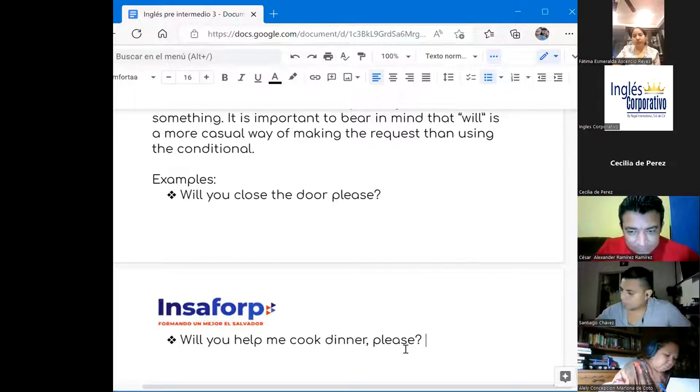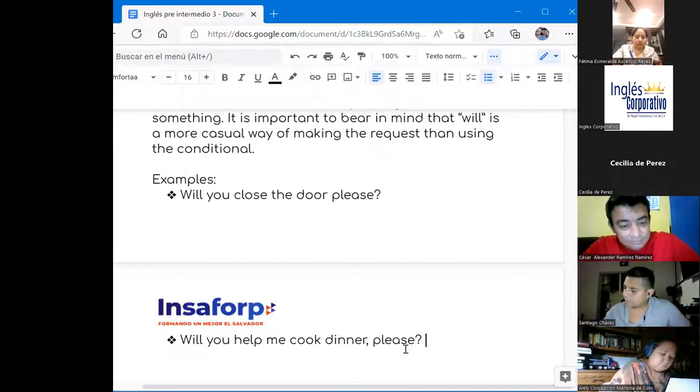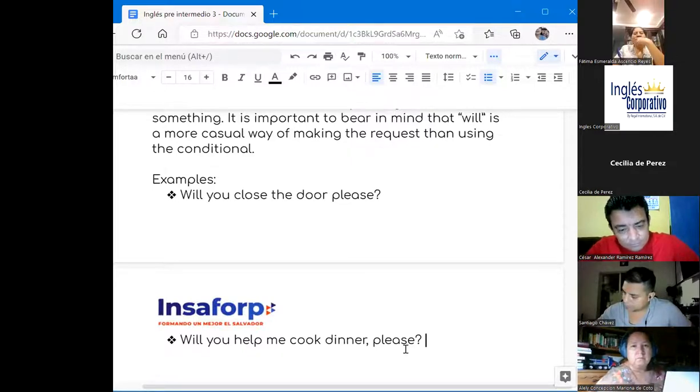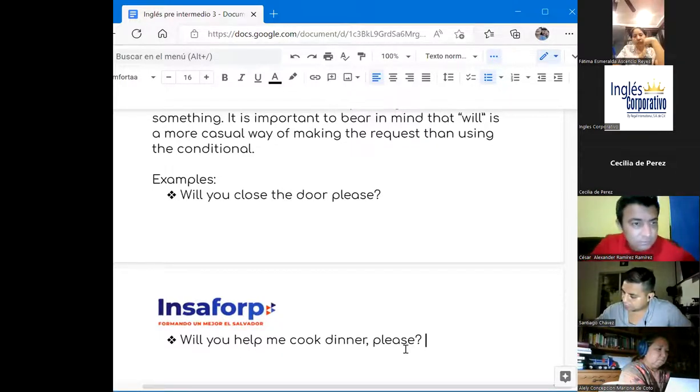Estamos utilizando preguntas porque estamos pidiendo algo. In this case, it is not like we are going to use just sentences because in that case, it's not like a requesting. But when you have this kind of question, you are requesting for help in this case. Would you close the door, please? Or will you help me cook dinner, please? ¿Me podrías ayudar o me ayudarías a hacer algo? En ese caso, yo estoy pidiendo, yo estoy diciéndole a alguien que necesito ayuda.